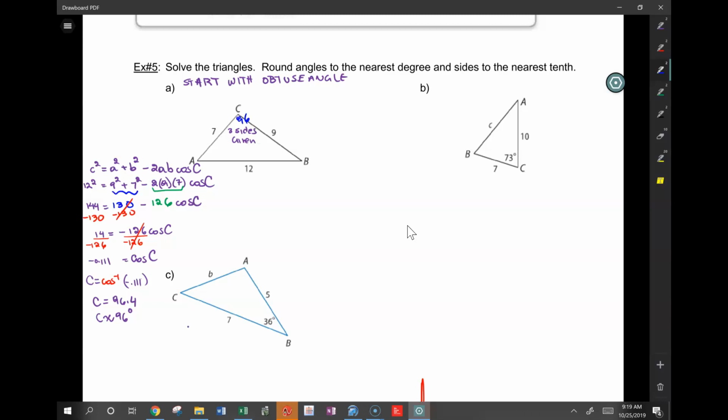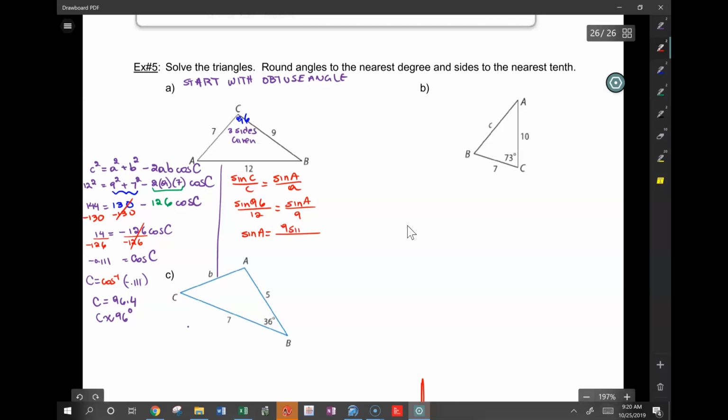Now that I have that one, can I now use the law of sines? Now I can use the law of sines to find the rest. So to find the next one, I use the law of sines. I say sine of C over c is equal to, let's do A, sine of A over a. So sine 96 over little c, which is 12, is equal to sine of A over 9. So sine of A is just like before, 9 sine 96 over 12.